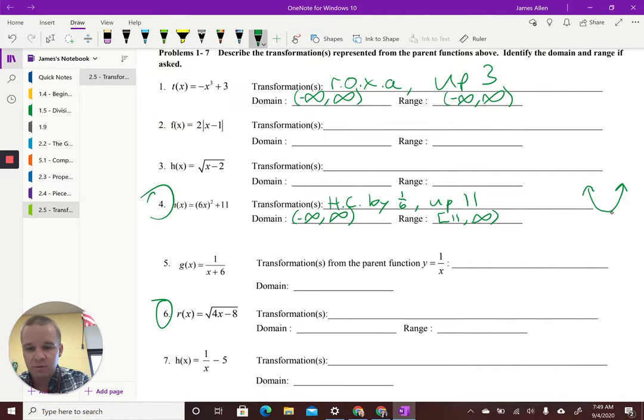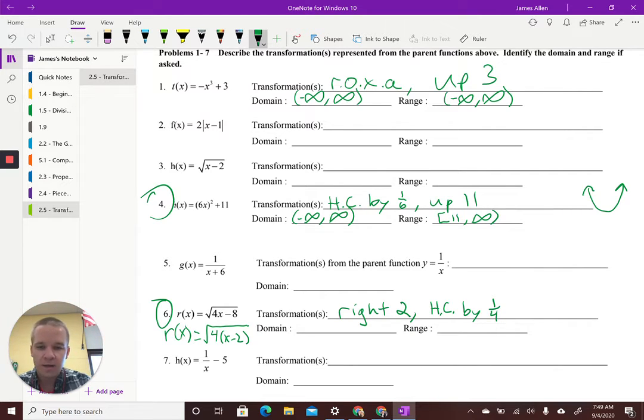First, I want to factor out a GCF in this one. So I'm going to have the square root of, I'm going to pull out a 4, and then I'll have x minus 2. I have to do that in order to analyze my shift properly. So first thing I'm going to do is go to the right 2, and then it's going to be a horizontal compression by 1/4.